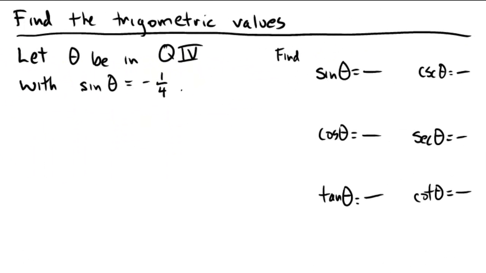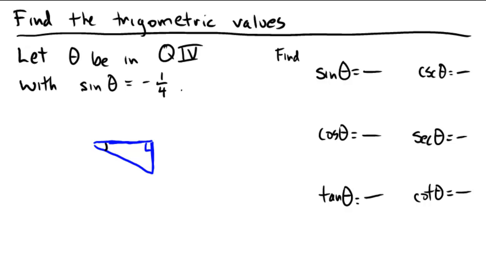Values in this particular situation. We have that theta is in quadrant 4, and we know that sine of theta equals -1/4. So being in quadrant 4 means we're moving to the right and down. So it's right and down, and that's what our angle will look like because it's hanging out in quadrant 4.